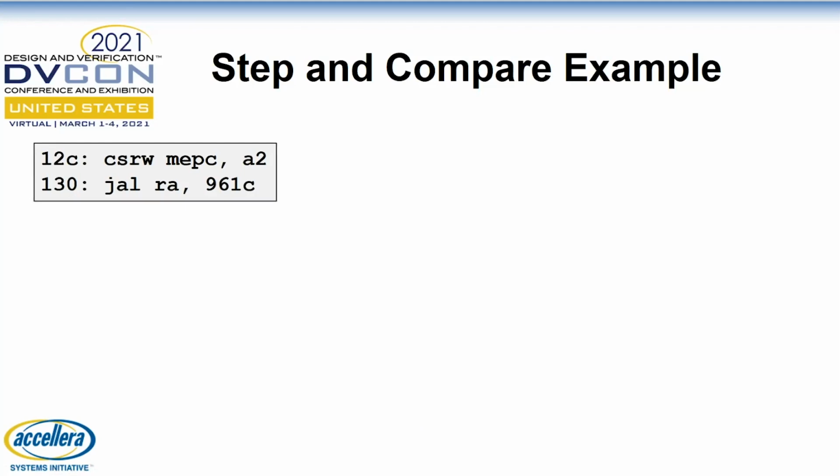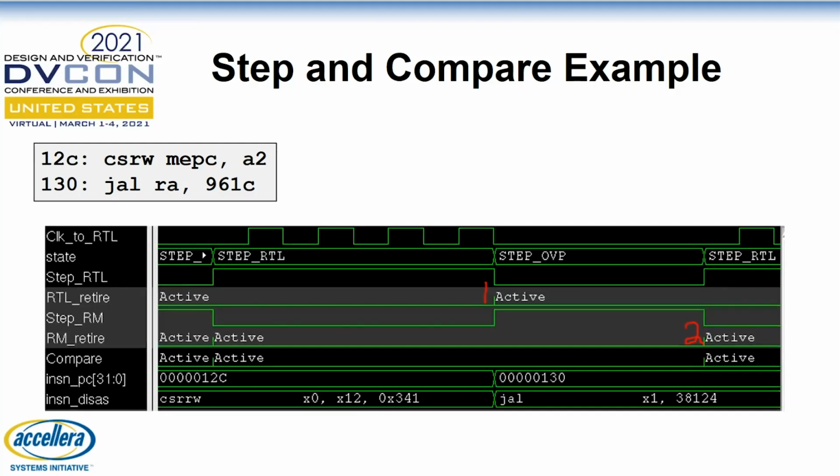So here we have some example object dump code, and we're going to run this in a step and compare mode. So in this diagram, you can see that the RTL has retired, because we have the RTL retire event marked as a 1, and then the reference model has retired, which is marked as a 2. And what has retired is the jump instruction. So we're going to do a jump to offset hex 961C. And you can see the state as well.